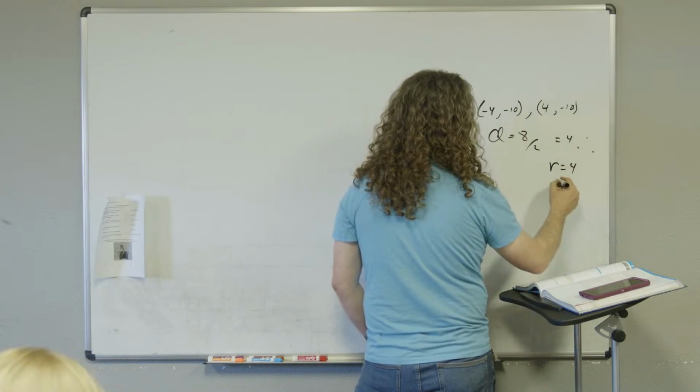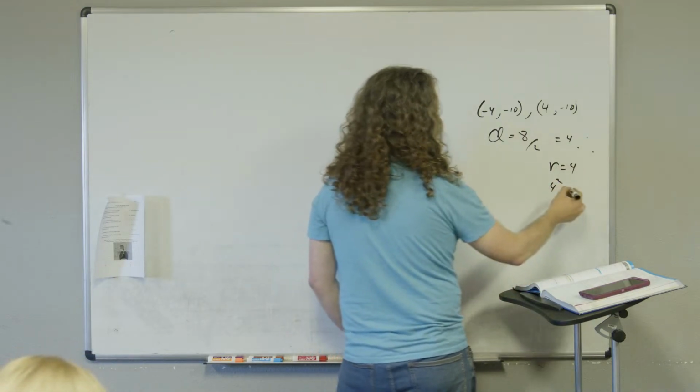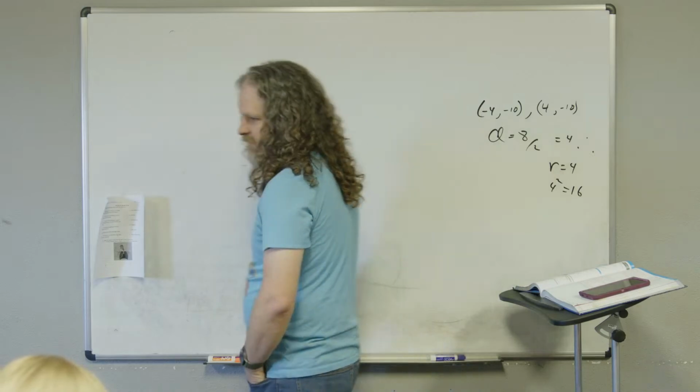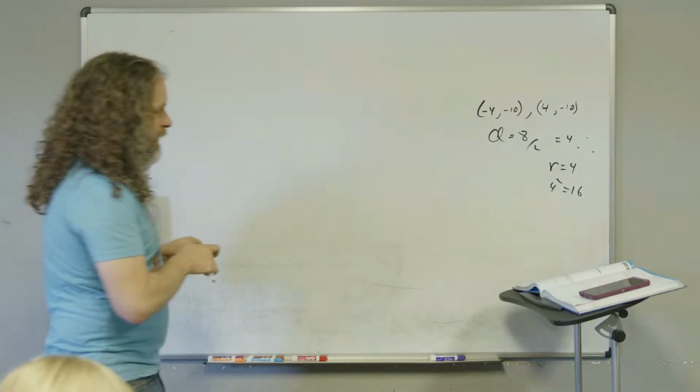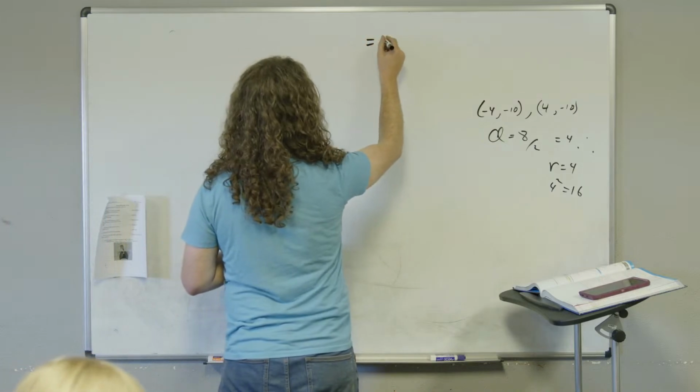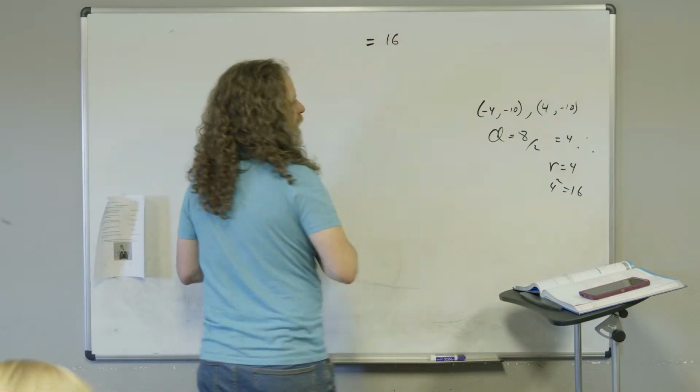What is 4 squared? 16. Why did I do all that math? What am I doing? What is in my head right now? The equation. The equation that equals r squared, right? So we can find r squared, and then we have one piece of our equation. We know that it's going to be equals 16 here at the end. Yay. All we need to know now is the vertex.